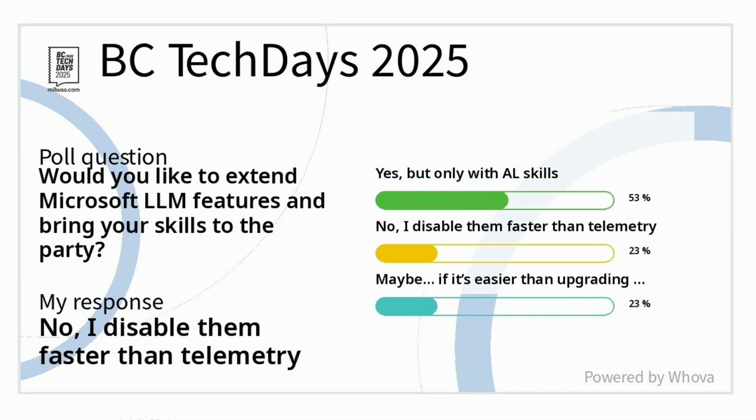We did a small poll before the session, and we're changing topics again. We asked you a question like, would you be interested as an ISV to be able to bring your skills, whatever it means, to our AI features in the core product? Some of the answers were: yes, I would like to extend your features; no, I disable all Copilot faster than telemetry, which is my favorite choice; and then, of course, maybe, depends how hard it is, meaning, do I really need to learn something specific, or can I do it with the skills I know?